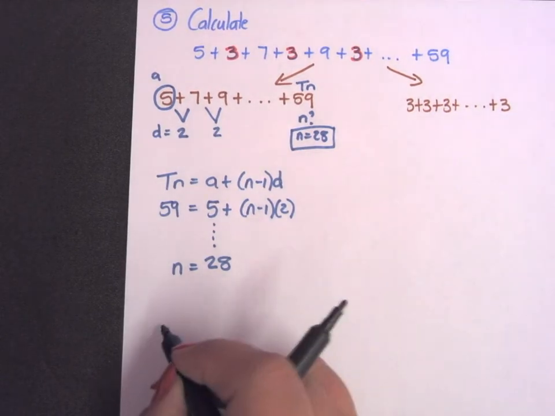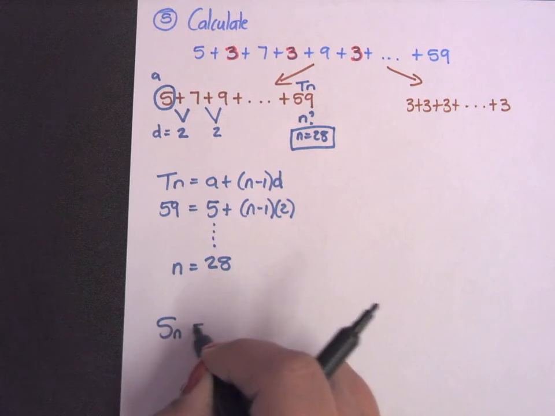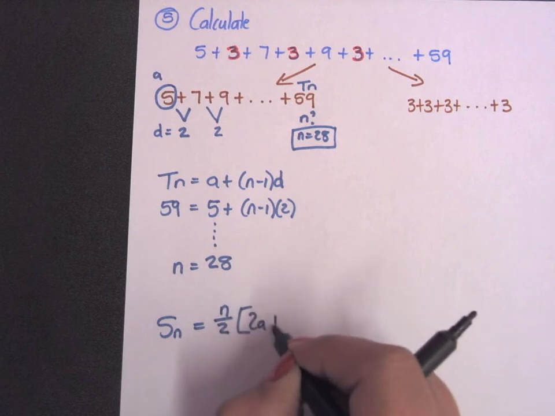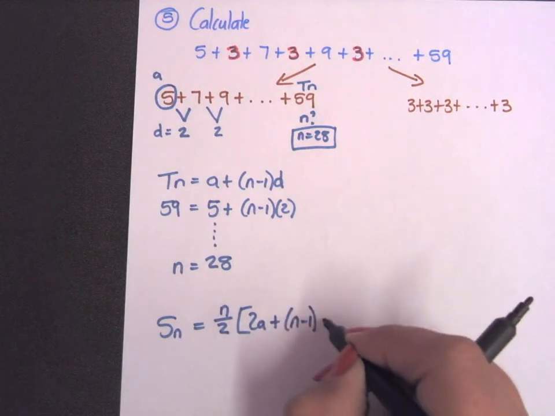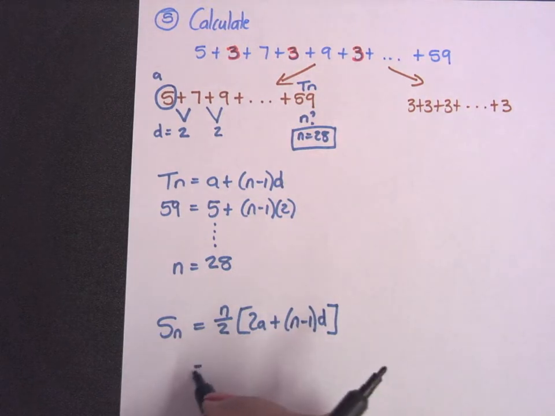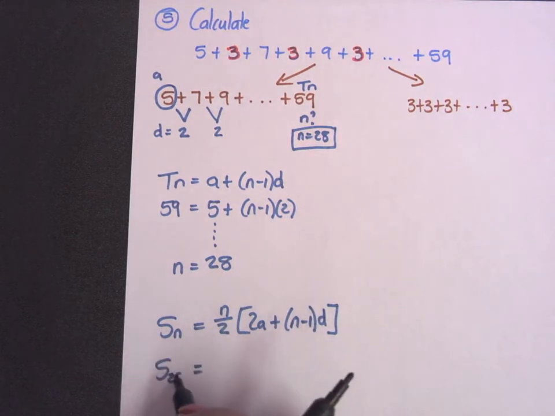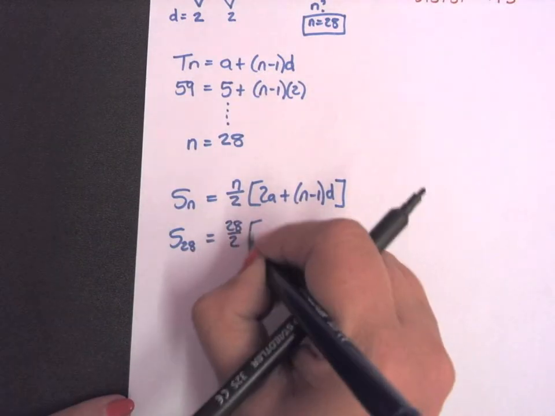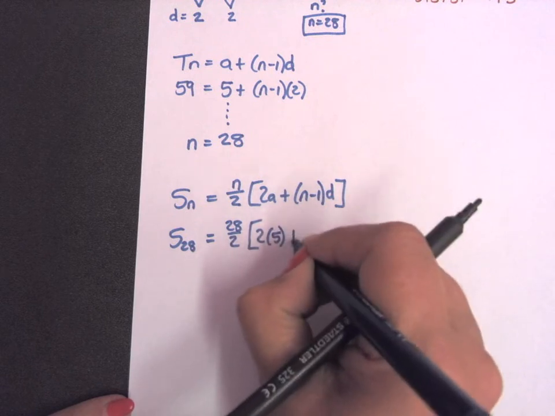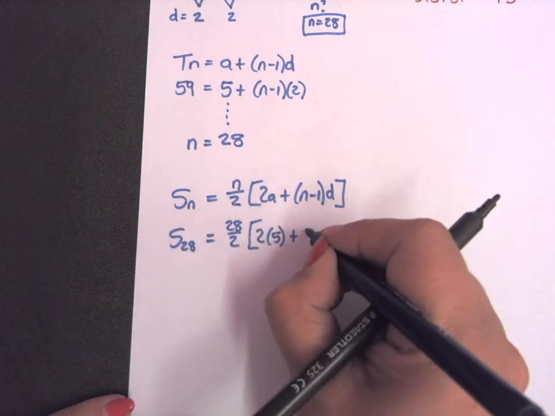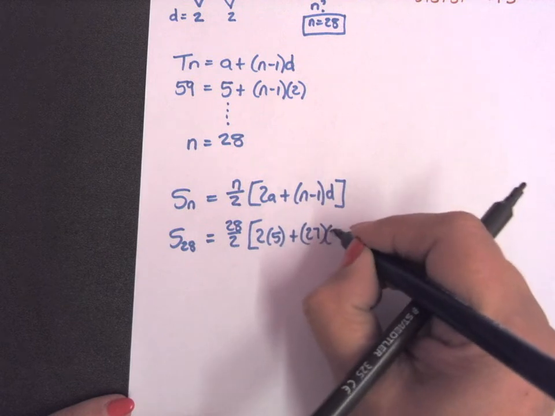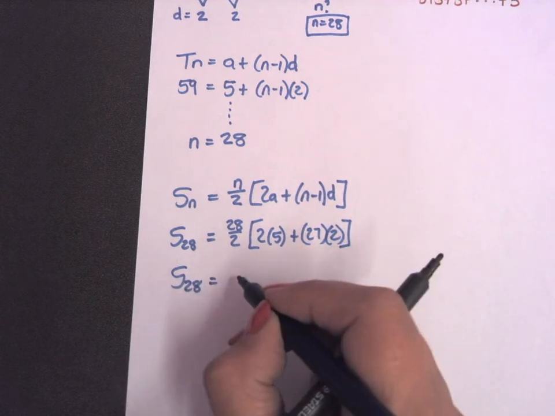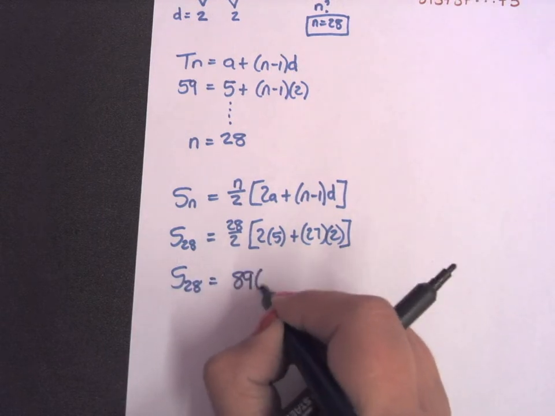So let's calculate the sum of the first half. So it's n over 2, 2a plus n minus 1 times d. We want the sum of 28 terms. That's 28 over 2. 2 times 5 plus 28 minus 1 is 27. And d has a value of 2. So the sum of the 28 odd numbers is 896.